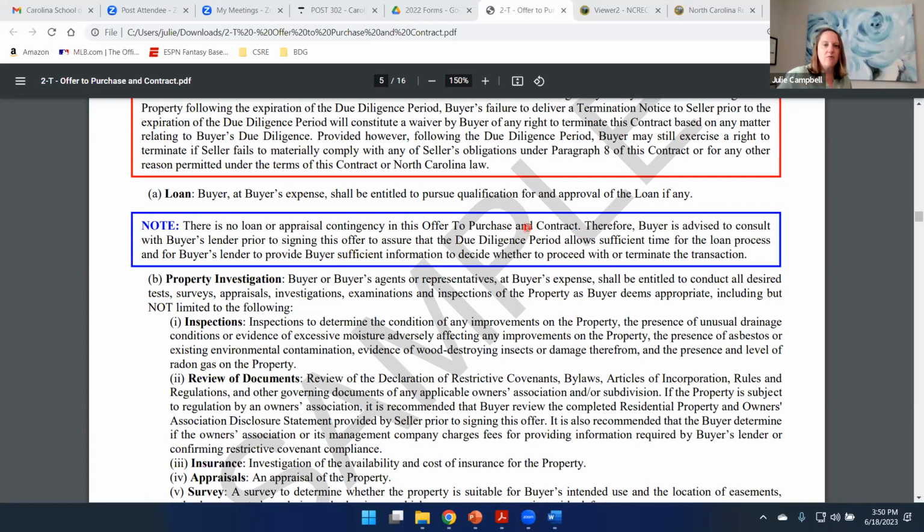Buyers advised to consult with their lender prior to signing this offer to assure the due diligence period allows for sufficient time for the loan process and for the buyer's lender to provide buyers sufficient information to decide whether to terminate or move forward with this transaction. It's very rare that we have final loan approval while we're in due diligence.